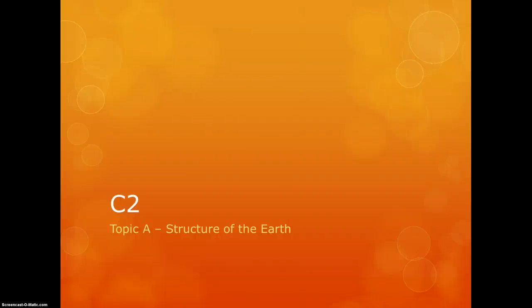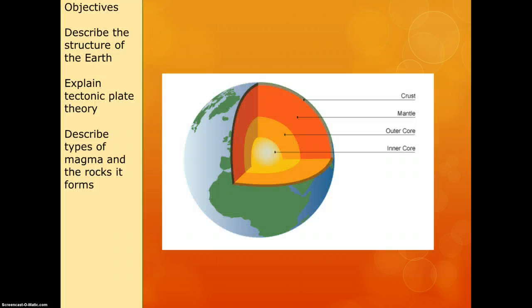First up in Chemistry 2 is topic A, structure of the Earth. Now, fortunately, we've already covered some of this. When we did physics, we were looking at earthquakes and we looked at the structure of the Earth a little bit in order to understand why different waves go different places.